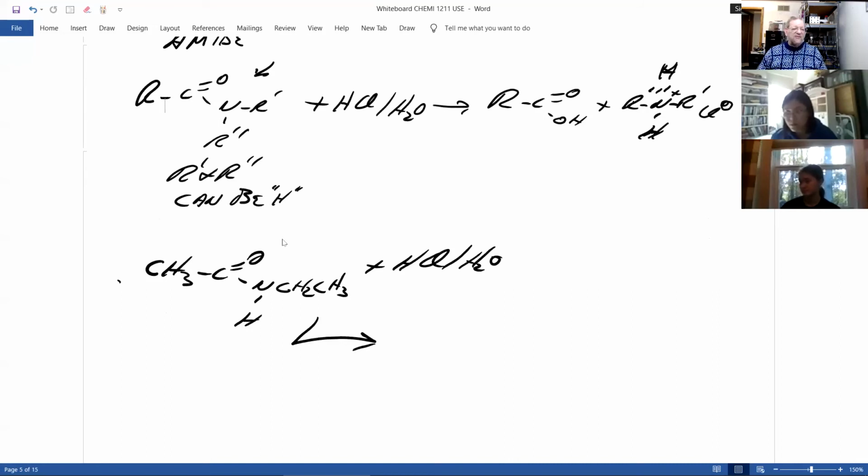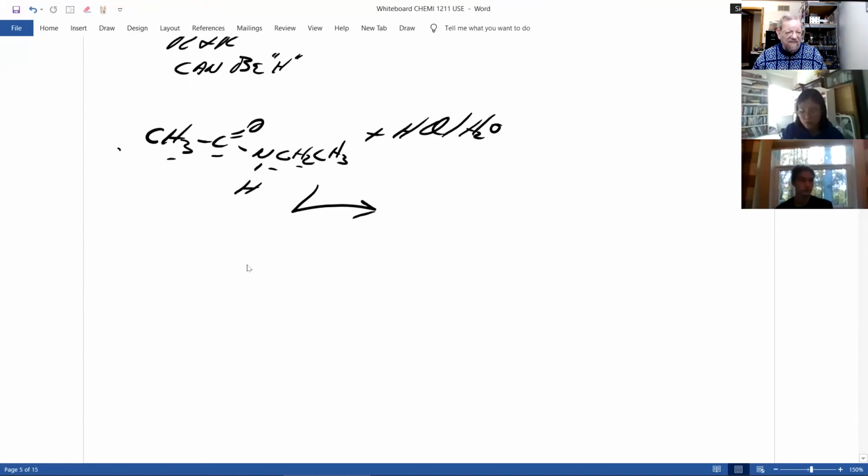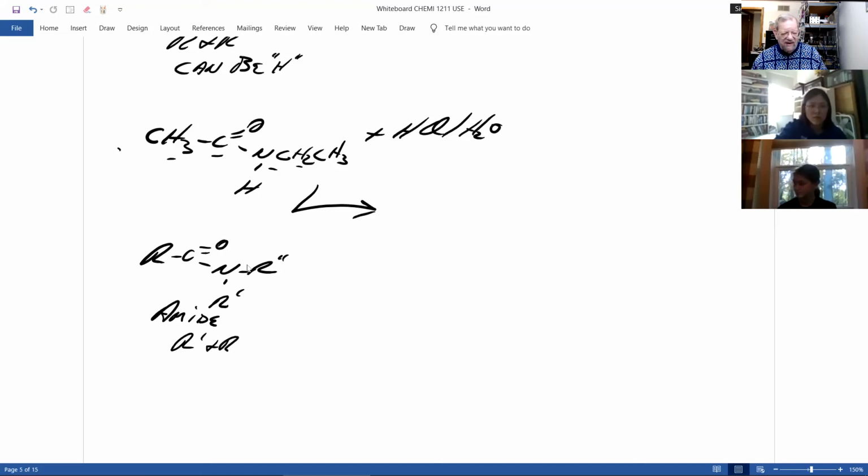If we look at this, what do we have? We have what's different. Ooh, a carbonyl with a nitrogen, with stuff on the nitrogen and stuff on the carbonyl. We have an amide. And remember, R prime and R double prime can be hydrogen.